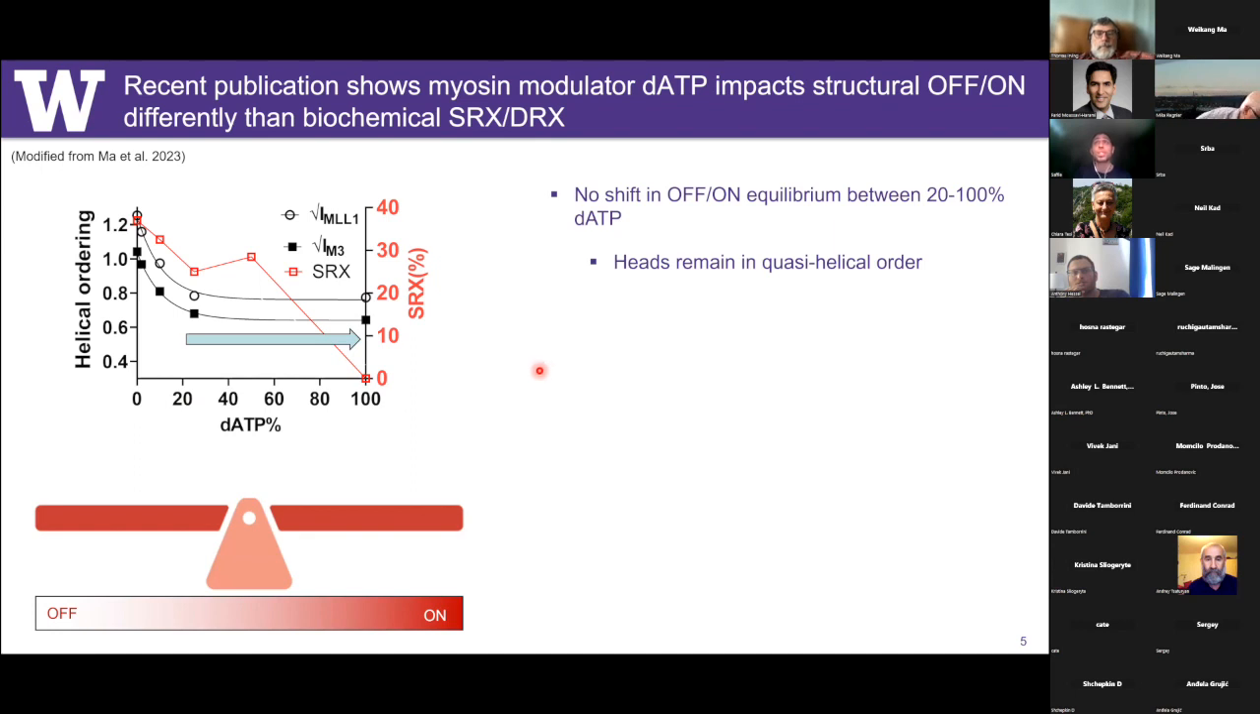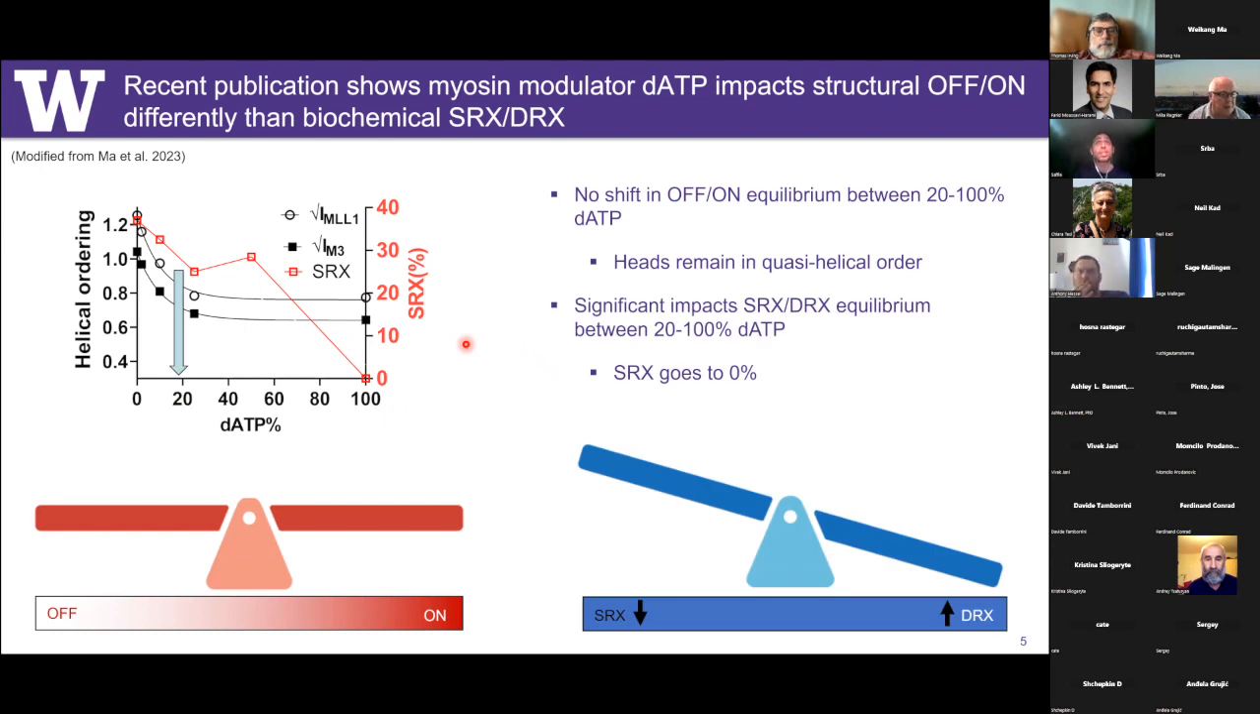Structurally, we see that there is no shift in the equilibrium of the off-on state within this range, and the heads remain in the same quasi-helical order conformation. However, in contrast, there's a significant decrease in the SRX state, where the population of the SRX drops all the way down to 0% at 100% ATP.